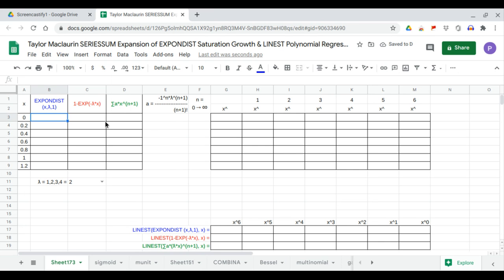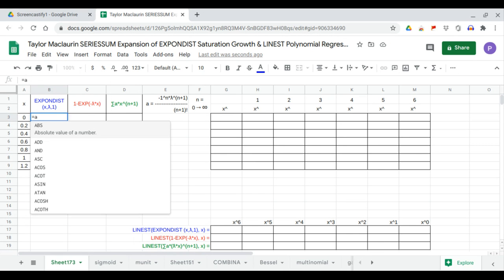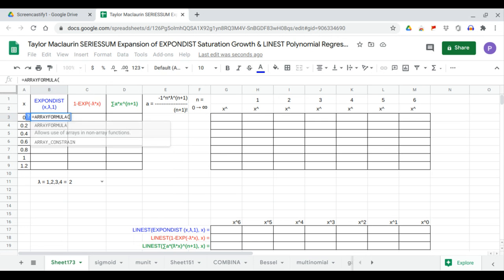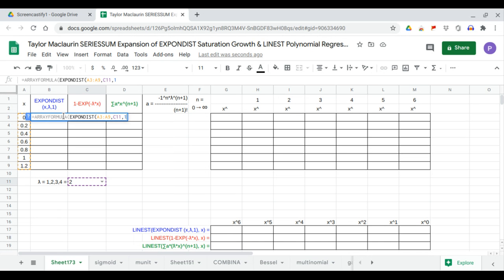And we use the array formula to generate the dataset of the EXPONDIST. EXPONDIST of the x values, comma, that's lambda, comma, 1, because it's a cumulative distribution function or saturation growth.